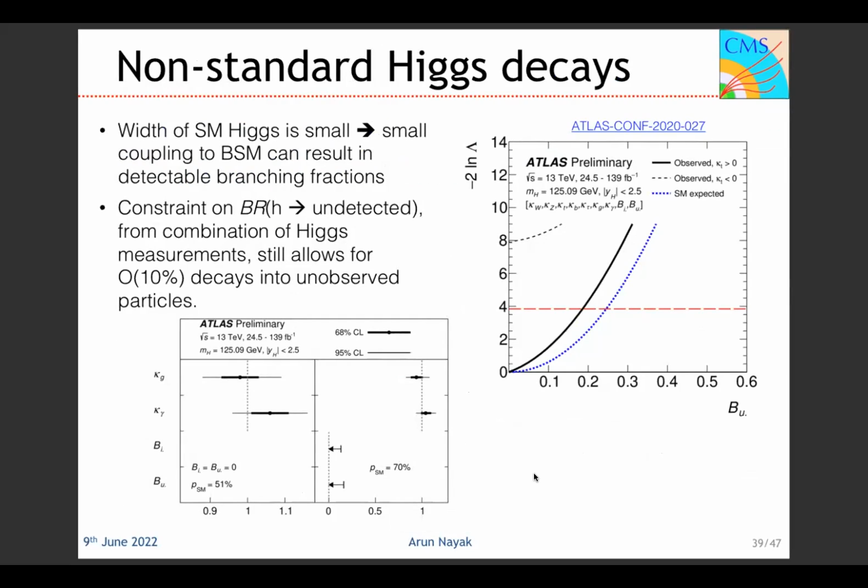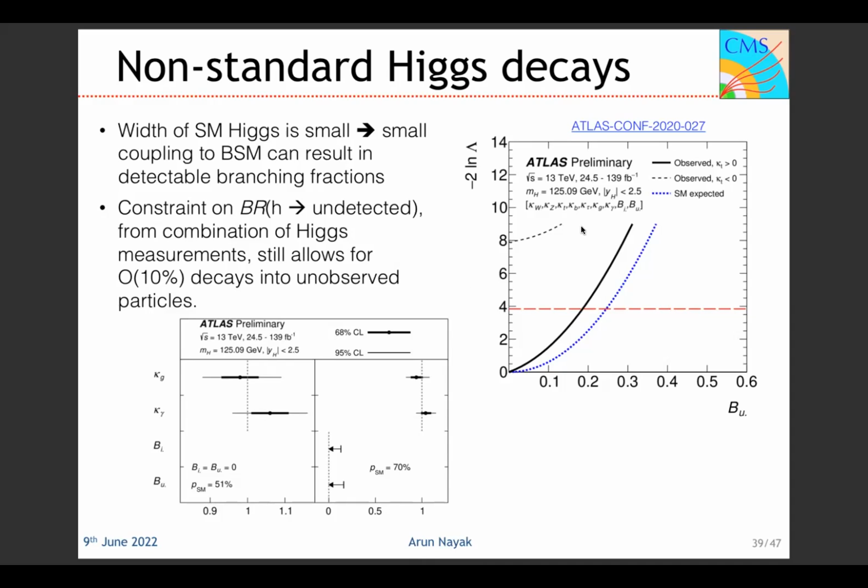Now I come to the new physics Higgs decay case. So before going to the analysis, just one slide about the motivation. We know that the width of the standard model Higgs is small. So a small coupling to BSM can actually result in detectable branching fractions.